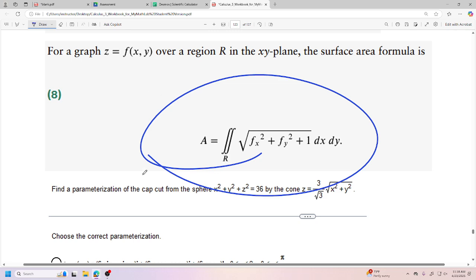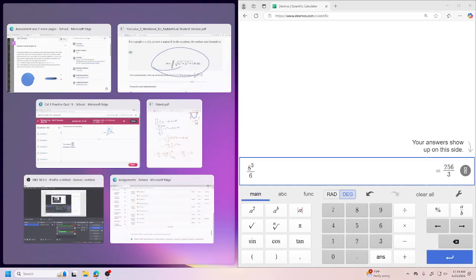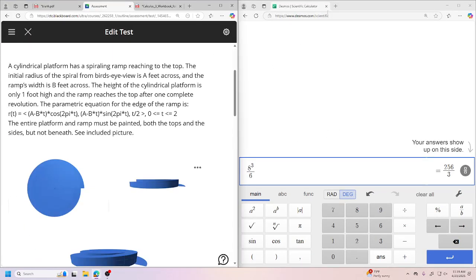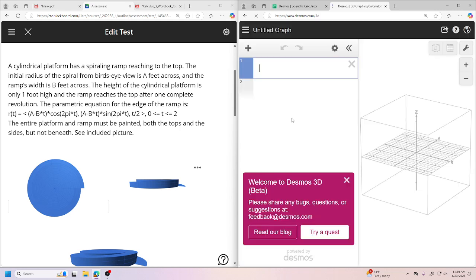That's how it is. Okay, so we got this formula. Now, let's go back. I know it's kind of weird looking, but what I want to do is see if I can replicate that in Desmos. And if I can at least do that, then I can start working on it. So let's go to Desmos 3D and see if I can do that.